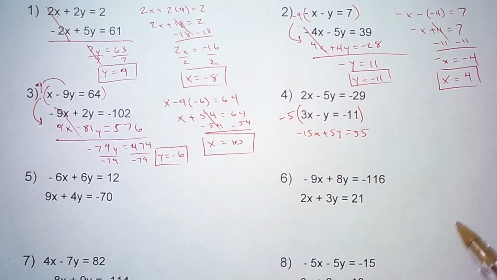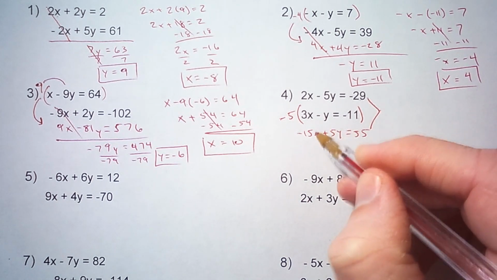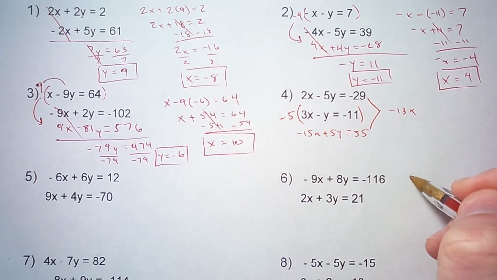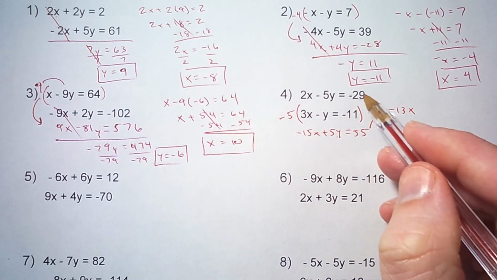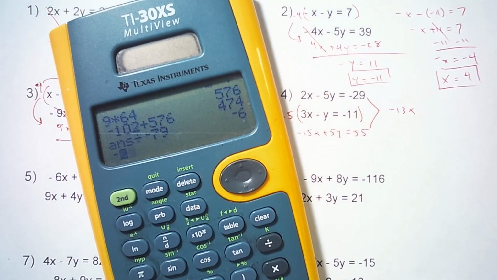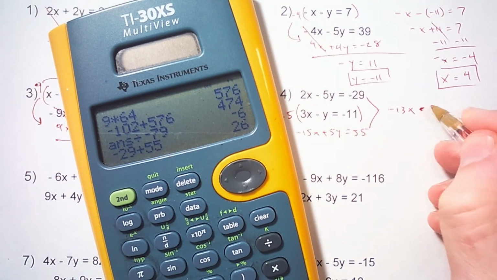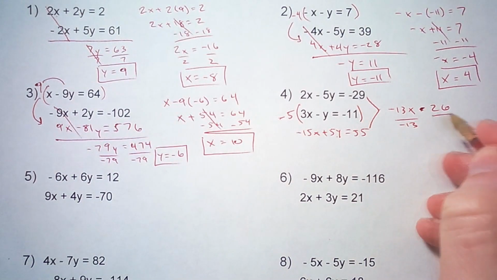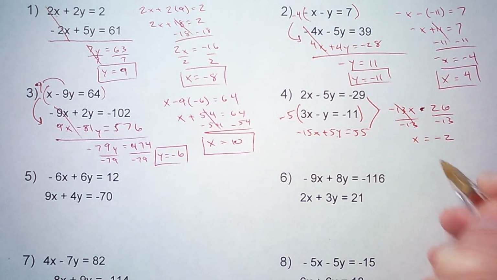Okay, now I don't have these written right over the top of each other this time, so I will put them together right over here. So 2x minus 15x is -13x. -5y and +5y eliminate each other, and -29 plus 55 is 26. So now I can divide by -13, and I get x is -2.